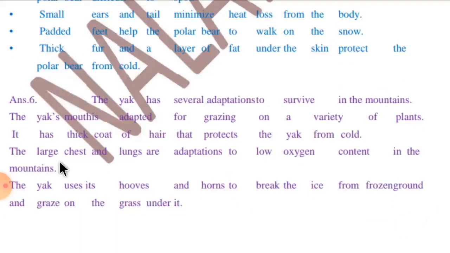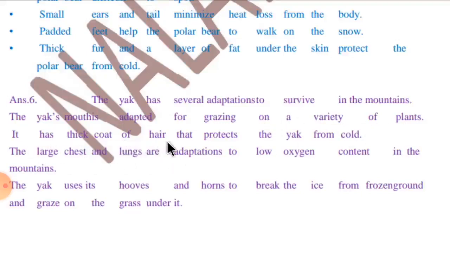Sixth one. How does a yak survive on the mountains? Okay. So the answer is, beta, the yak has several adaptations to survive in the mountains. Right. The yak's mouth is adapted for grazing on a variety of plants.